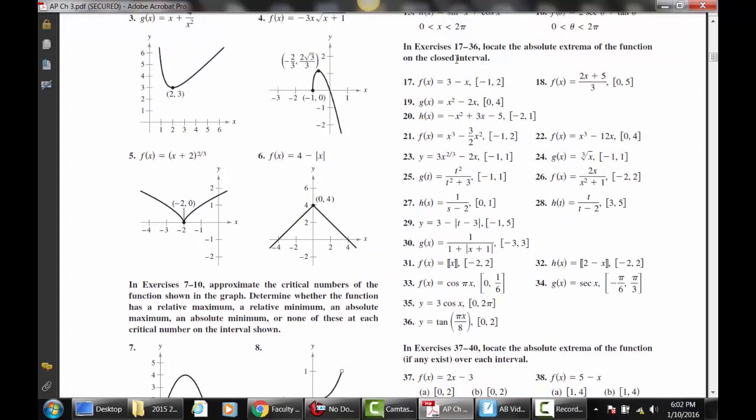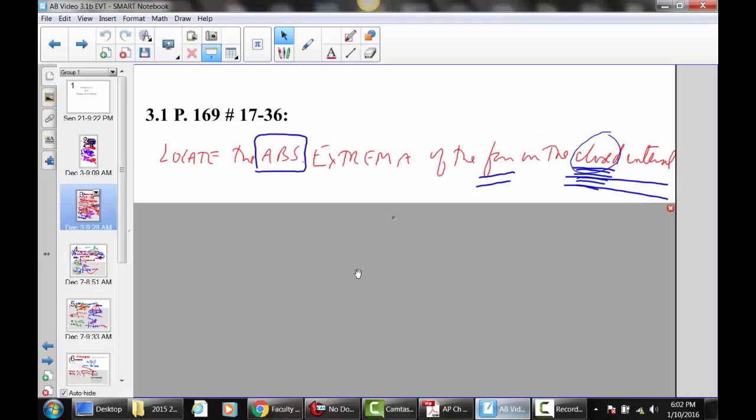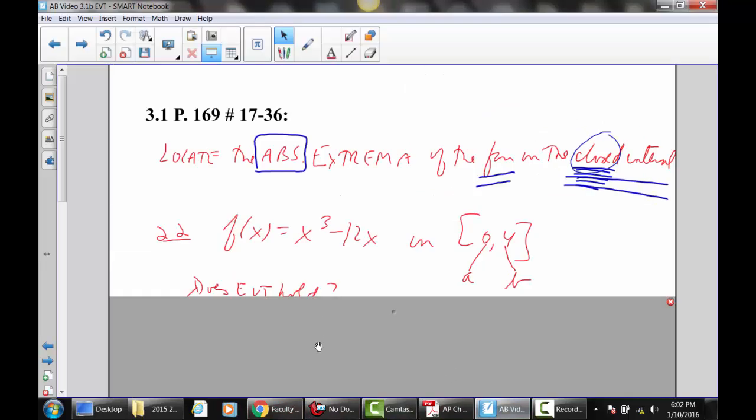Okay, in 17 through 36, it says locate the absolute extrema of the function on the closed interval. So you'll notice in every single case here, the interval they're giving you is a closed interval. So, for example, number 22, here's the function, here's the interval.